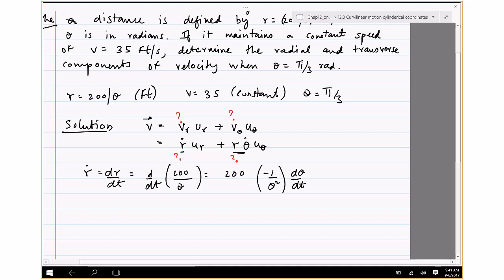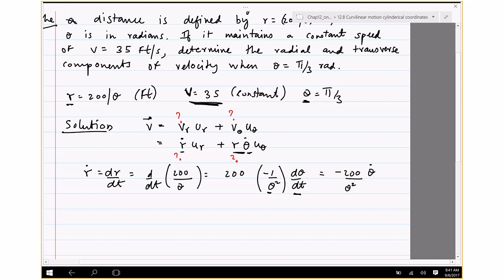Okay, so it looks like in order to solve for r dot, we need to know what theta is, which we know. We do not, however, know what d theta/dt is. We also need to know theta dot. I'm going to write this as minus 200 divided by theta squared times theta dot. We also need theta dot here to find the transverse component. So it looks like I just need theta dot to solve the problem. But I'm not given theta dot. I'm given this, but I have not used this information so far. Let's see if I can use this information.